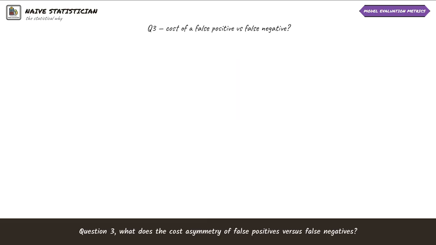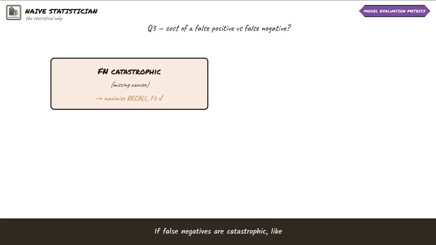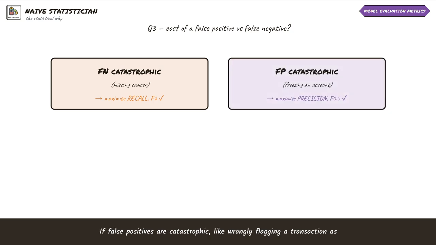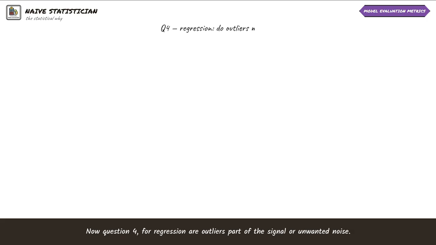Question 3. What is the cost asymmetry of false positives versus false negatives? If false negatives are catastrophic, like missing a cancer case, maximize recall, use F2. If false positives are catastrophic, like wrongly flagging a transaction as fraud and freezing an innocent customer's account, maximize precision, use F0.5.